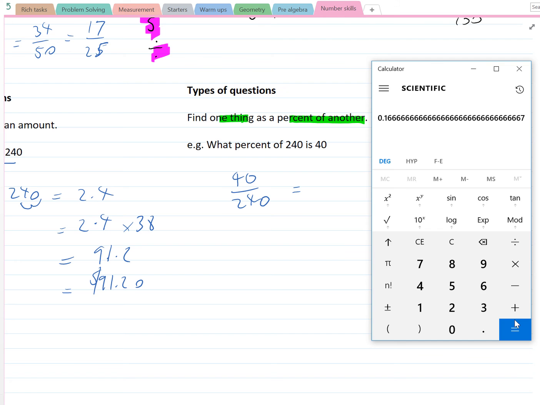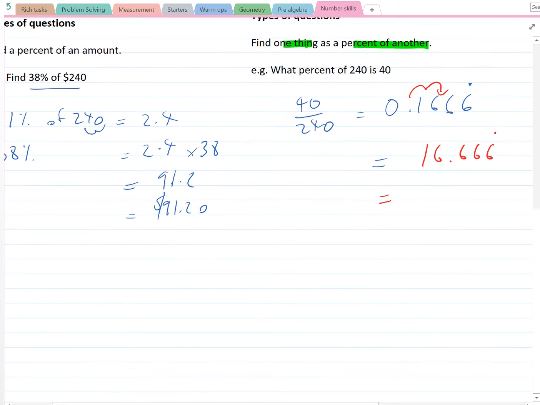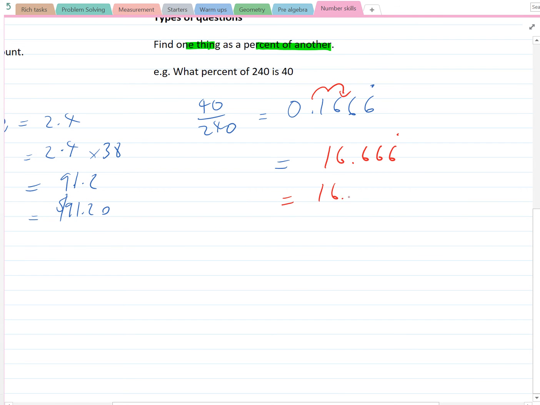which equals 0.1666, and that's basically a 6 repeater. And that, as a percentage, I move the decimal point 2 places, which gives 16.666 repeater, which is basically 16.67 to 2 decimal places.